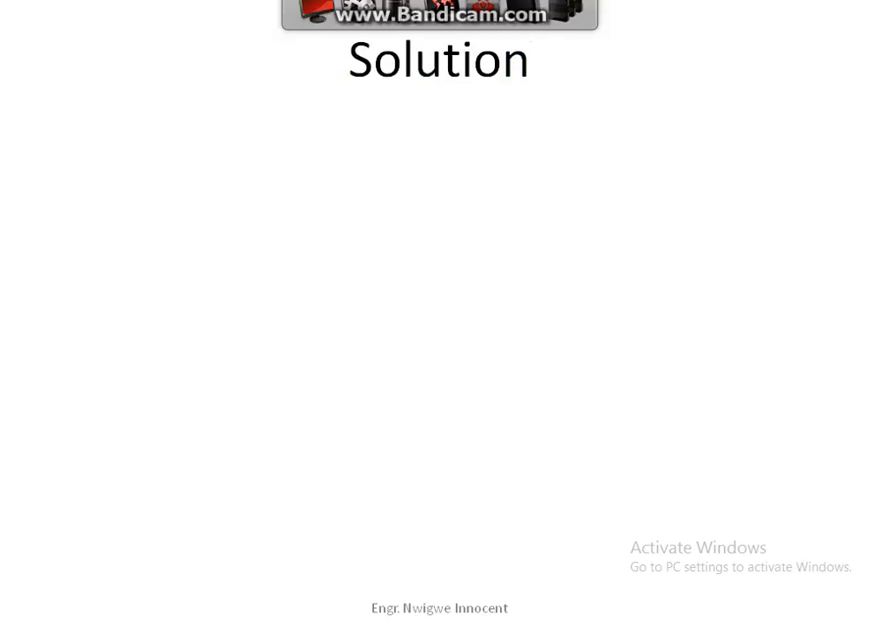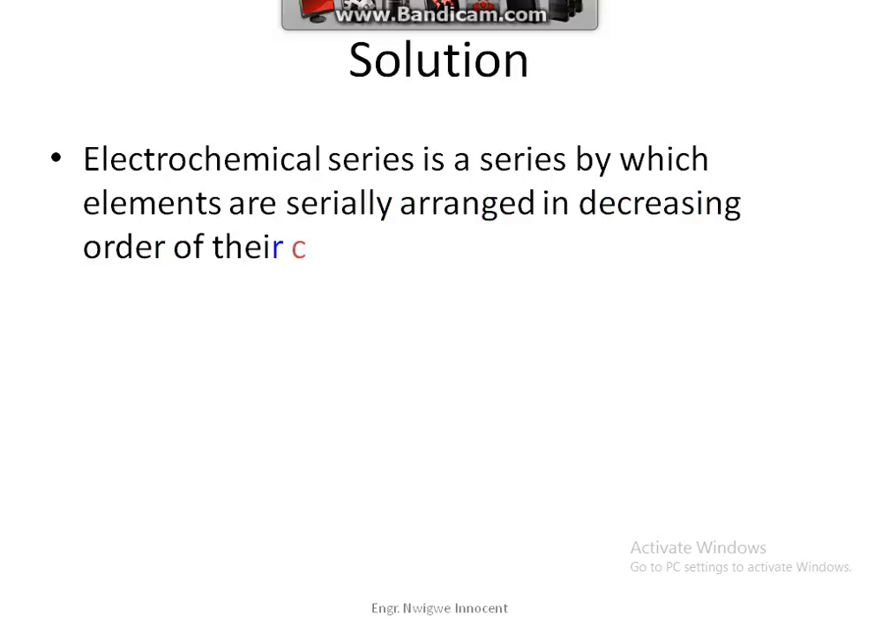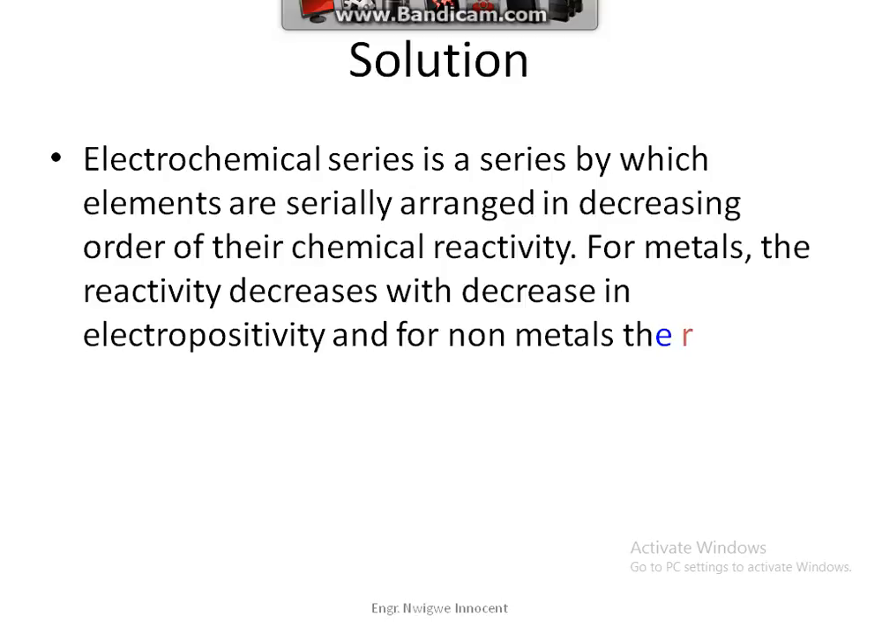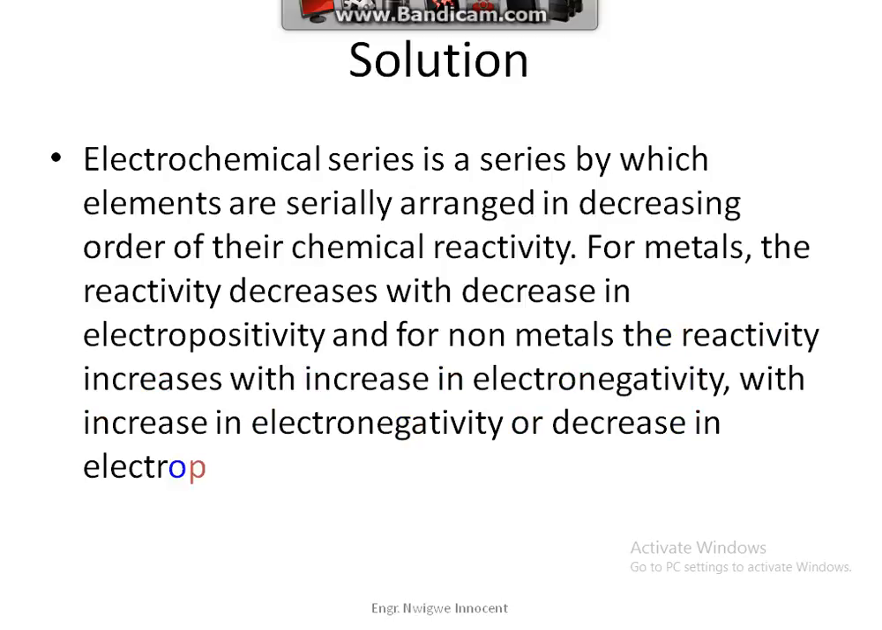Solution. The electrochemical series is a series by which elements are arranged in decreasing order of their chemical reactivity. For metals, the reactivity decreases with decrease in electropositivity, and for non-metals, the reactivity increases with increase in electronegativity. Answer is D.